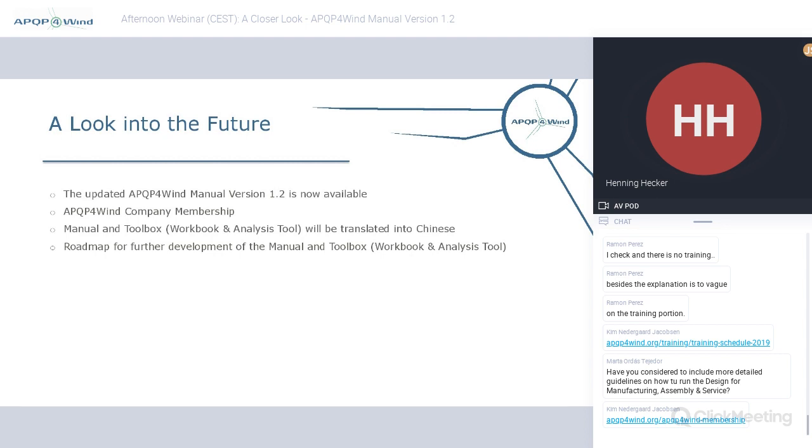A next step is that we will start looking into a roadmap for further development of the manual and the toolbox. And here, of course, we are always very open to hear from you, to share what the needs are, etc. So we know when the next version will come or what you are missing. We can look into that.